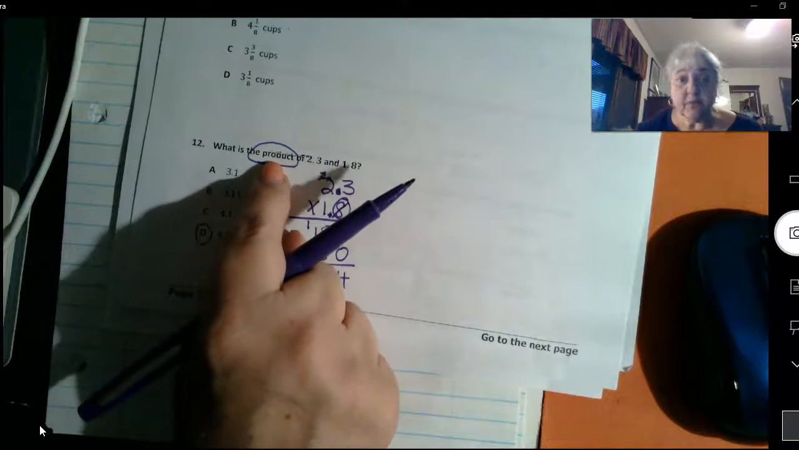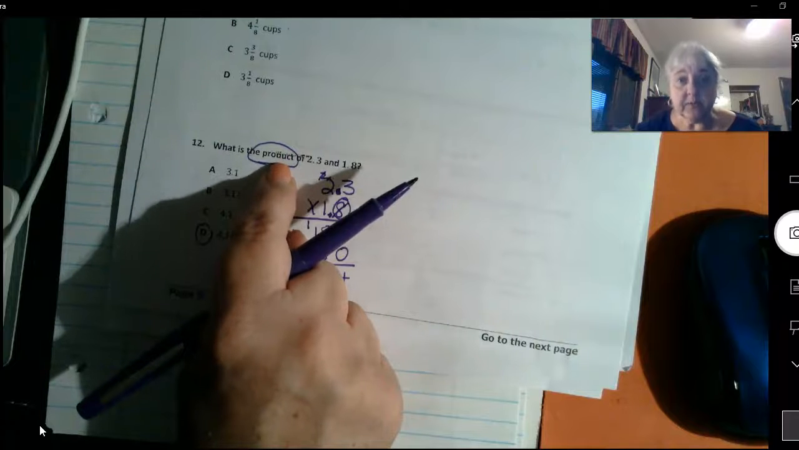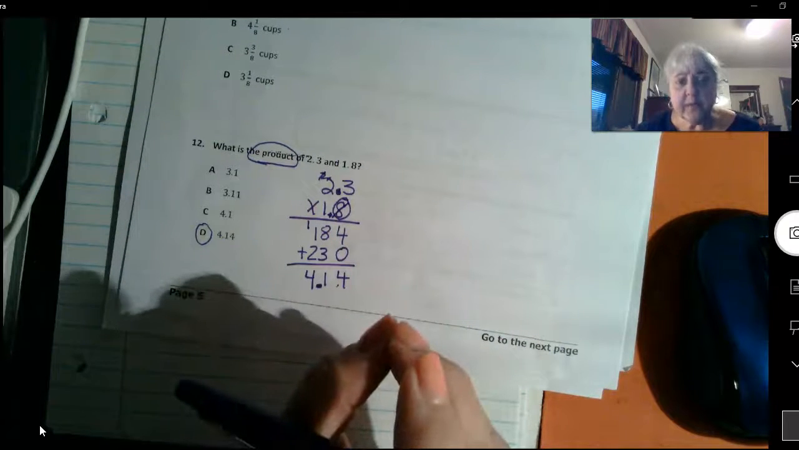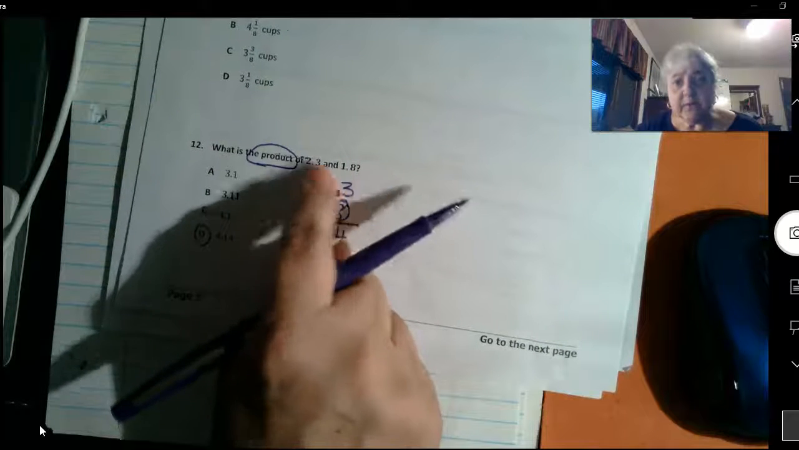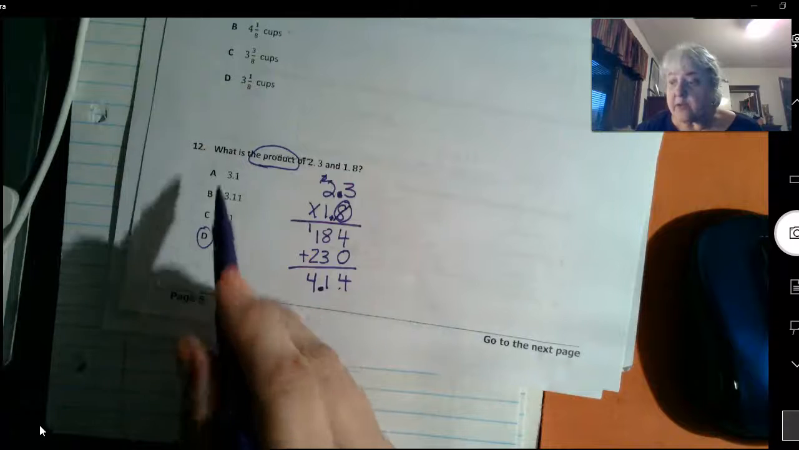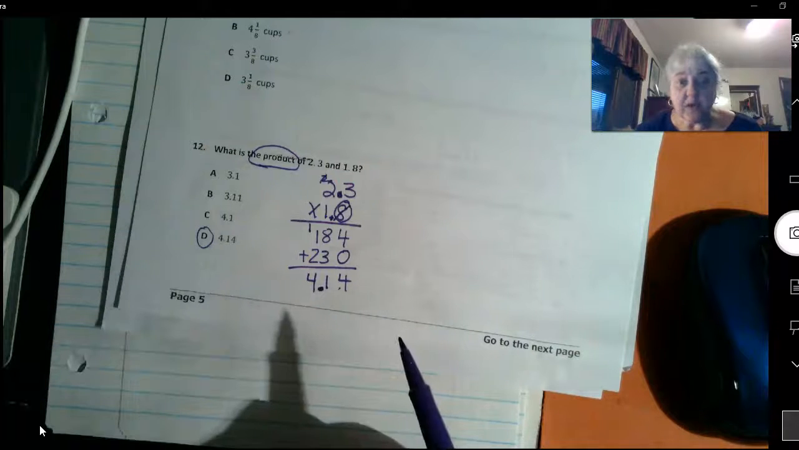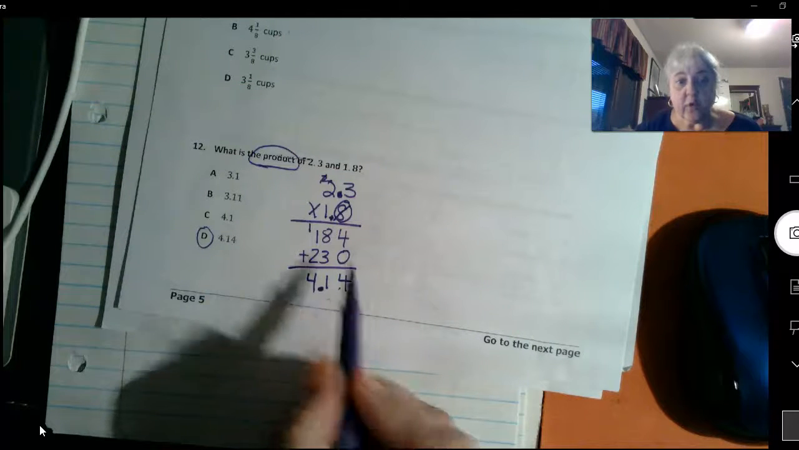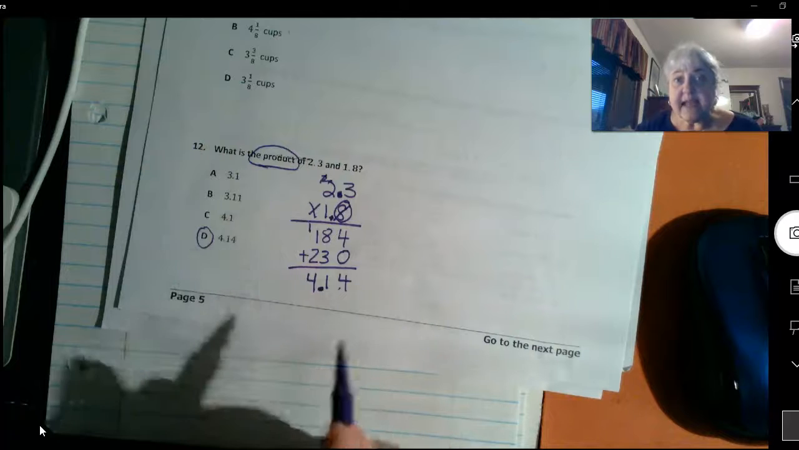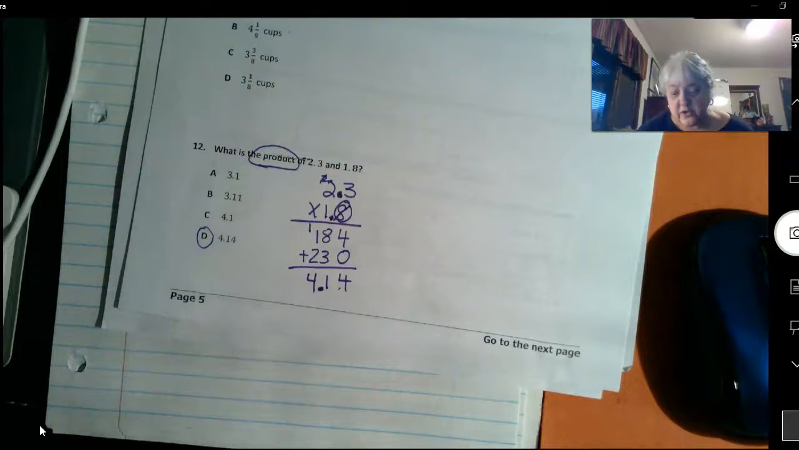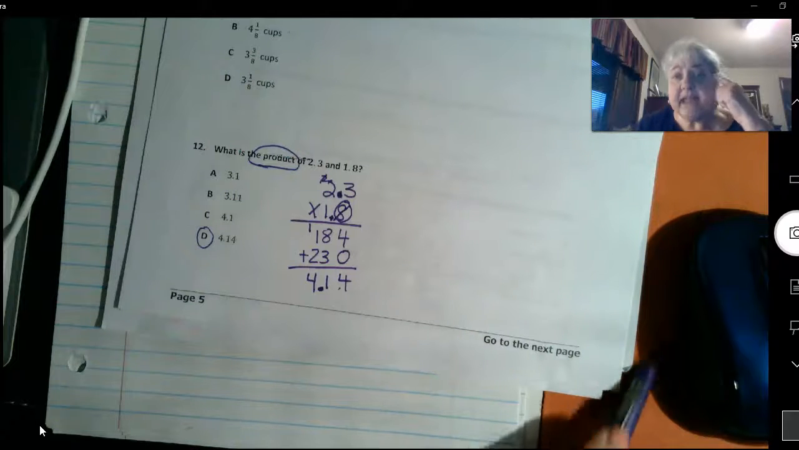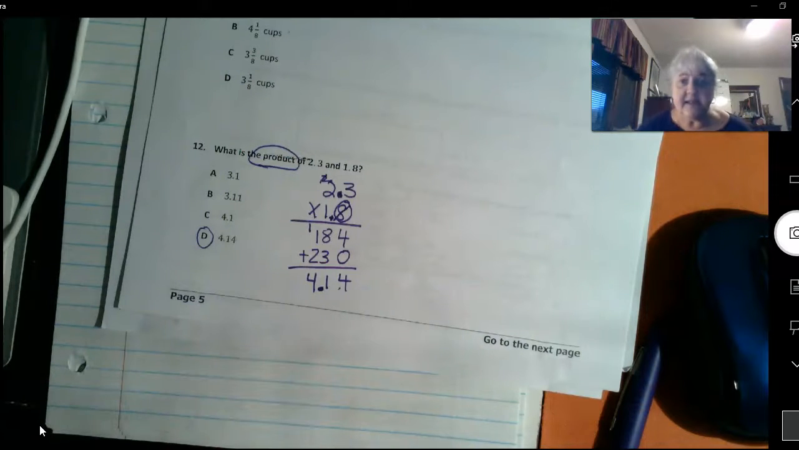And you should have remembered that product is the answer in a multiplication problem. And then your thinking should have said, well, if I'm multiplying, I'm going to go ahead and multiply these numbers and see what I get. And that worked as far as helping you find what the correct answer was, because it had to have a 4, a 1, and a 4, and there's only one answer choice that had a 4, a 1, and a 4 in it. So that's just how you can use what you already know, even if there's something that you haven't been taught yet, to help you figure out a problem.